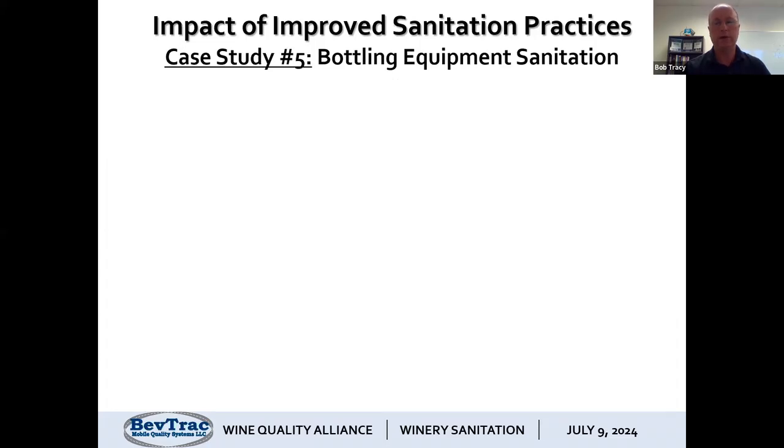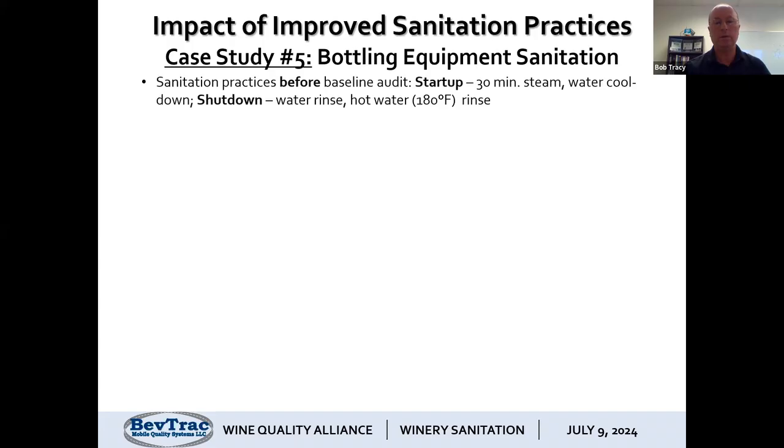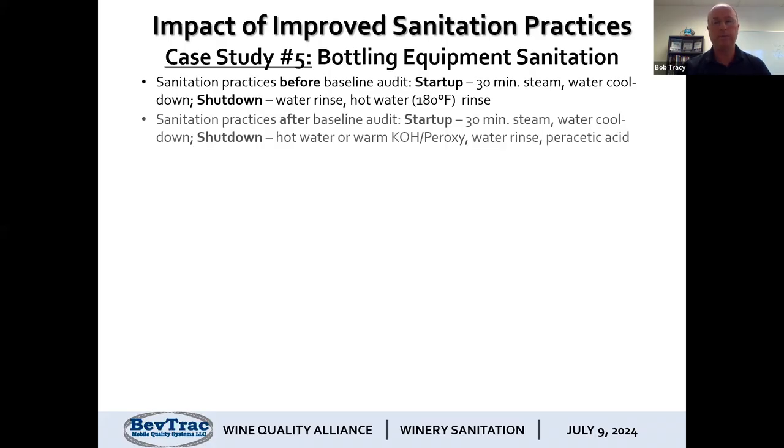And then another example for bottling equipment. This winery, before the audit, was using 30 minutes of steam and then a water cool down. And then at shutdown they were doing a water rinse and then a hot water rinse. So they weren't doing hot water for very long at shutdown. Again, no chemical CIP.